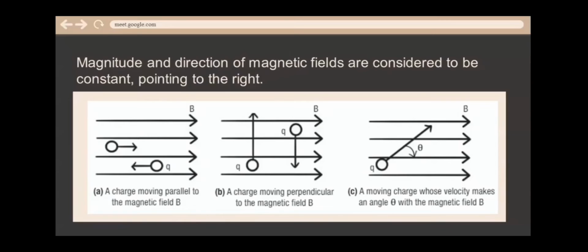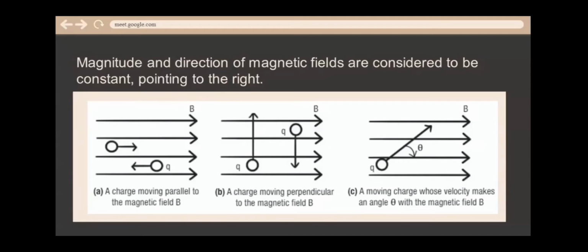The magnitude and direction of the magnetic field are considered to be constant, pointing to the right. In figure A, a charge moving parallel to the magnetic field B. In figure B, a charge moving perpendicular to the magnetic field. And in figure C, a moving charge whose velocity makes an angle not equal to 0 with magnetic field B.